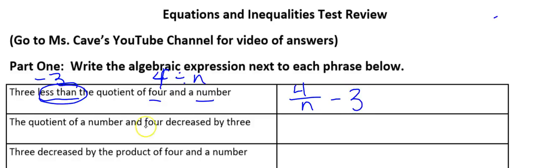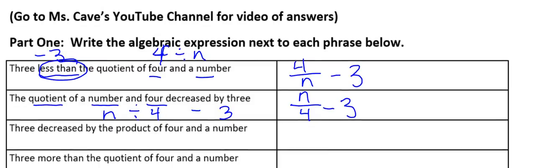The second one, the quotient of a number and 4. So same thing, we have division, but it's a number then 4. So n is going to be over 4, and I'm decreasing by 3. So this is just like the first one, but instead n is on top and the 4 is on the bottom.